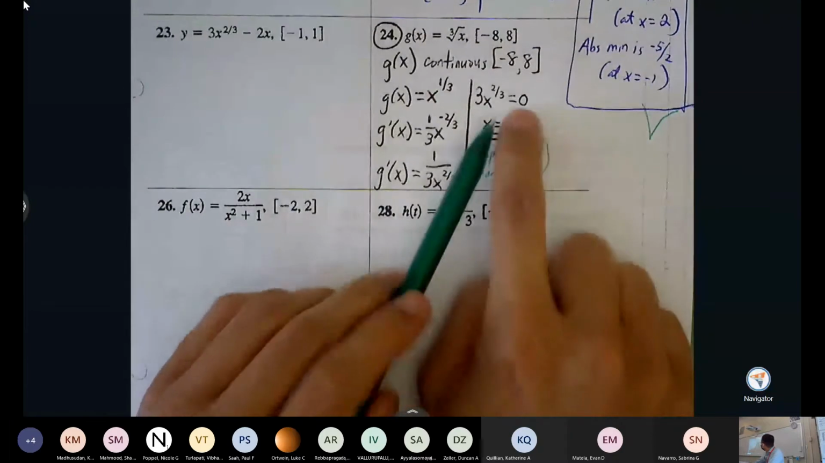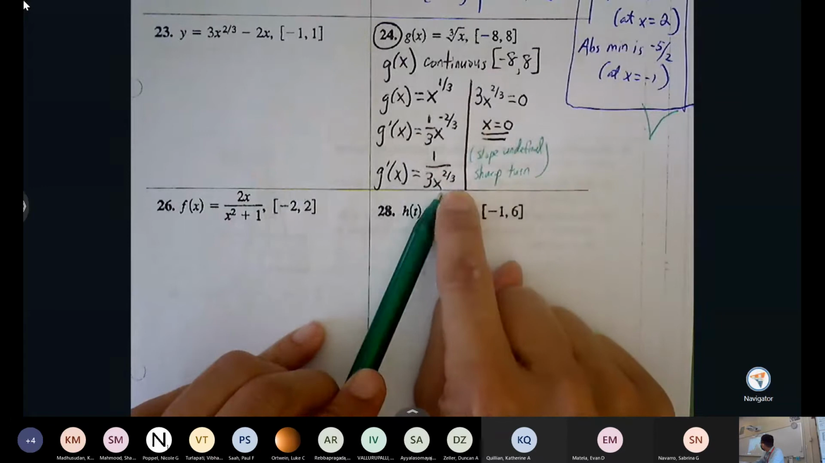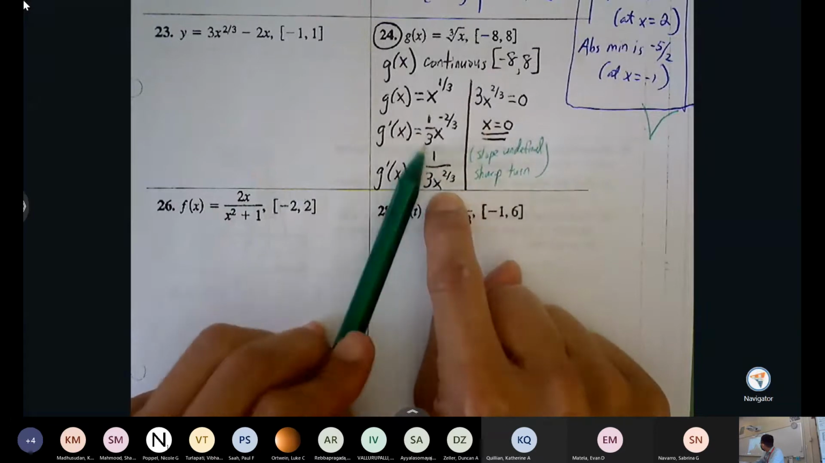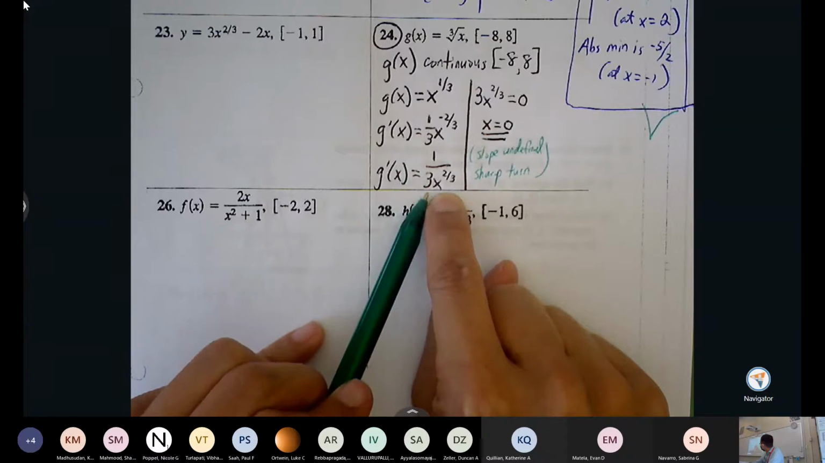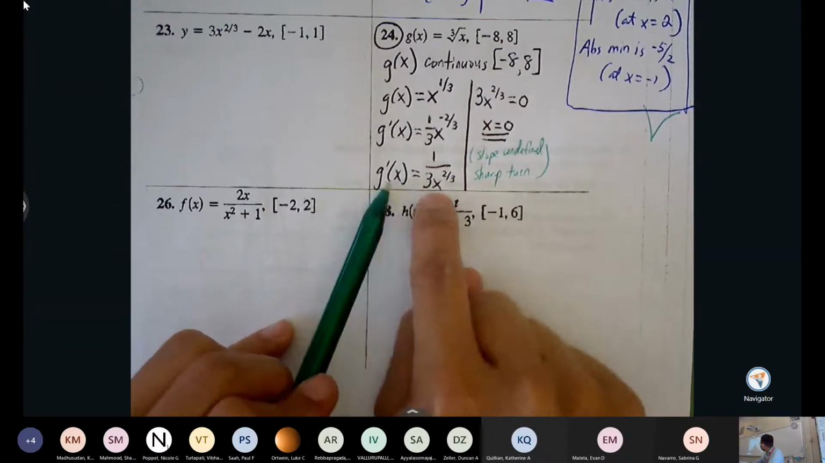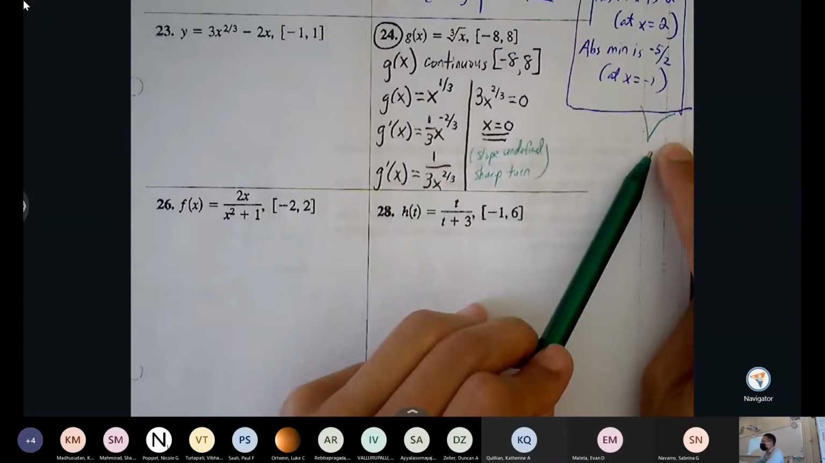Because of the fact that, right, if we work backwards here, if I plug 0 in for x, I'm going to get 0 in the denominator. 1 over 0 is what? Undefined. So undefined derivative means undefined slope. Undefined slope means like a sharp turn.